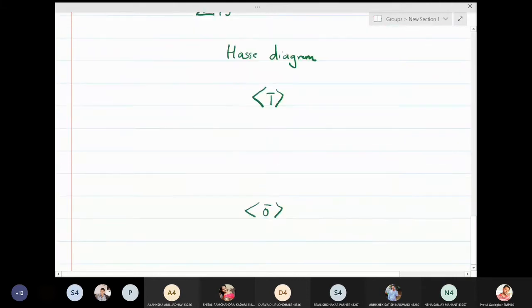So this means that the subgroup generated by 5 bar and the subgroup generated by 3 bar are contained in each other, and the subgroup generated by 0 is contained in the subgroup generated by 5, and this is contained in full Z15. Here also 0 is contained in this, and the subgroup generated by 3 bar is contained in the subgroup generated by 1 bar. So this will become the Hasse diagram for this particular group.